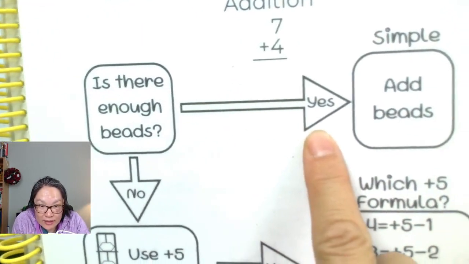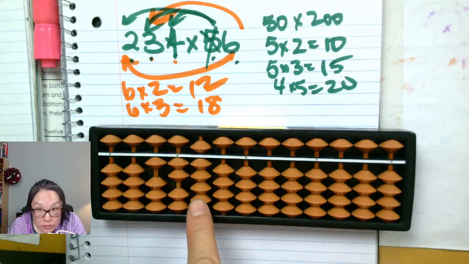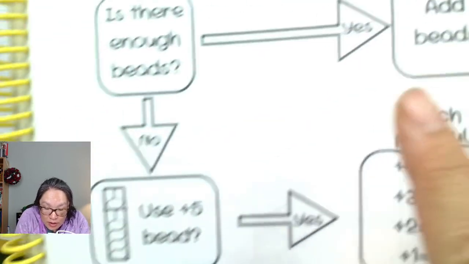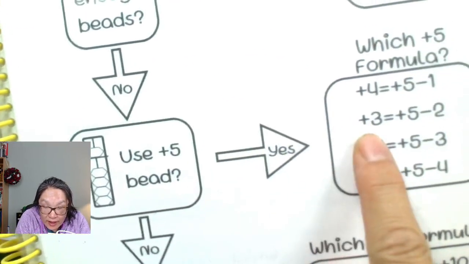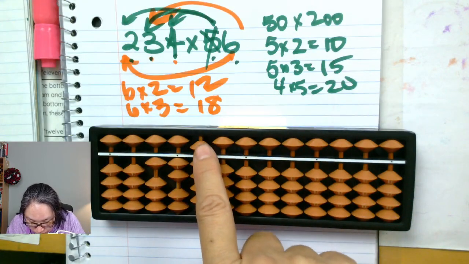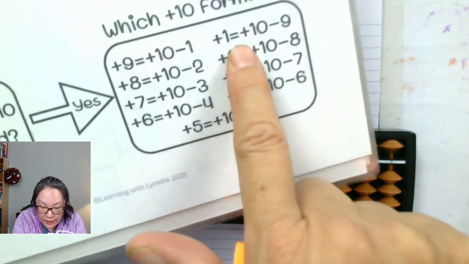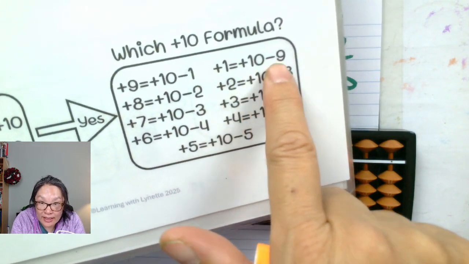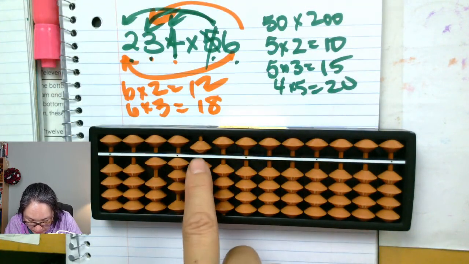Is there enough beads to add the 1? No. Is there enough beads to plus the 5? No. How do you add the 1? Plus the 10 minus the 9.